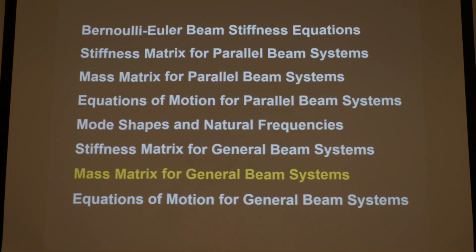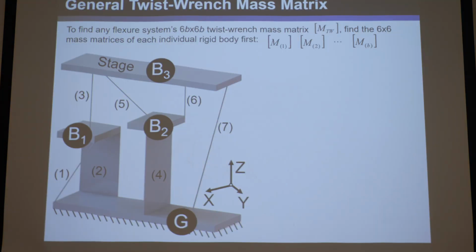Okay, so now let's look at the mass matrix for a general scenario, okay? Before, we just looked at how to make a mass matrix for a parallel system, which just consisted of 2 bodies where one of the bodies was grounded. So you really just do a mass matrix of 1 body.